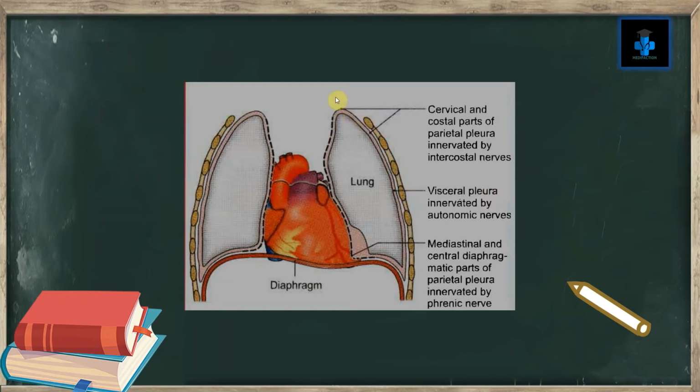So this right here is the cervical and costal part of the parietal pleura, innervated by intercostal nerves. This is the visceral pleura, innervated by autonomic nerves. Here you can appreciate the mediastinal and central diaphragmatic part of the parietal pleura, supplied by the phrenic nerve, which also supplies the diaphragm.